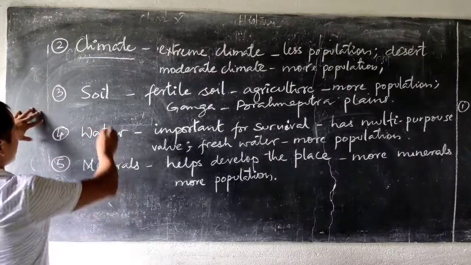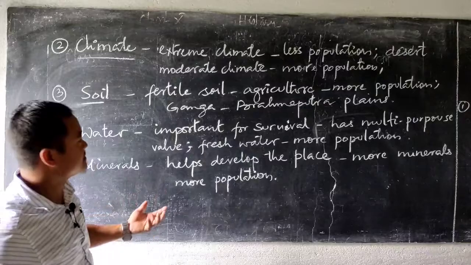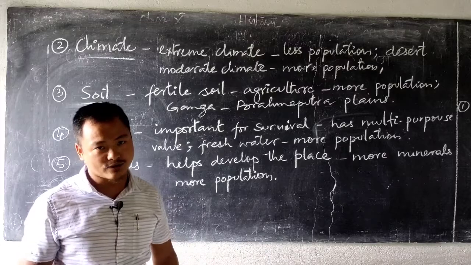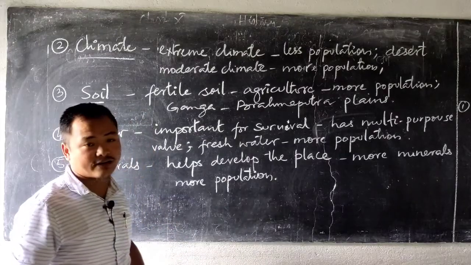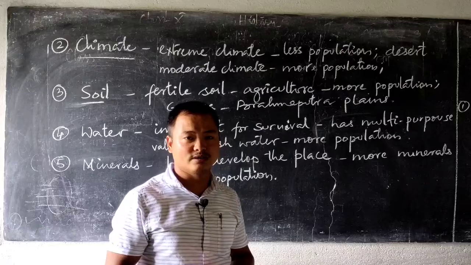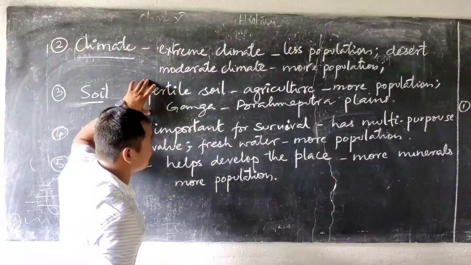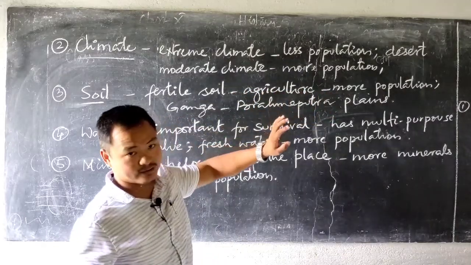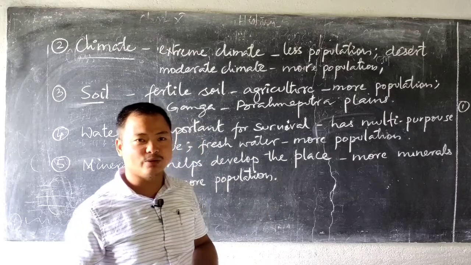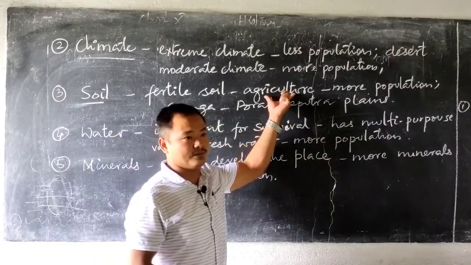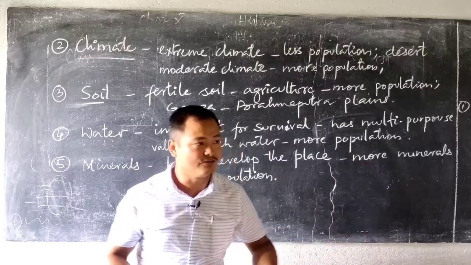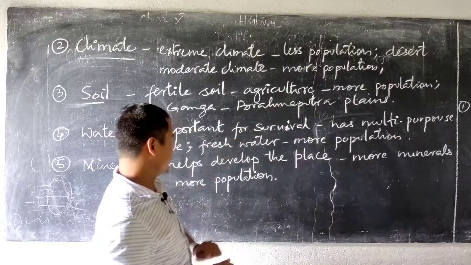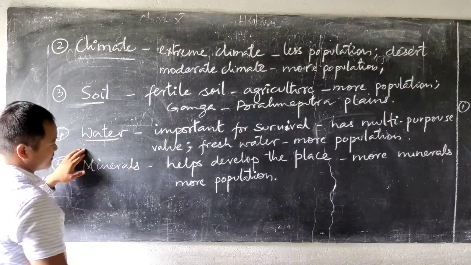The third point is soil. In soil it's very easy to understand because we can discuss two different types of soil. One is fertile soil and the other is non-fertile soil. In places where non-fertile soils are found, density of population is very less. But wherever we see fertile soil, like that of the Ganga Brahmaputra plains in India, they are densely populated. Why? Because the economic activity in which most of the people are engaged is agriculture. A large number of people are involved in agriculture, and fertile soil always helps us to do agricultural activities.